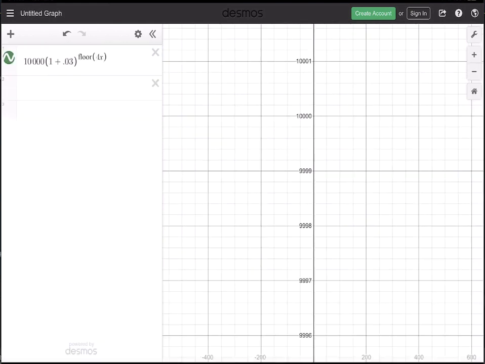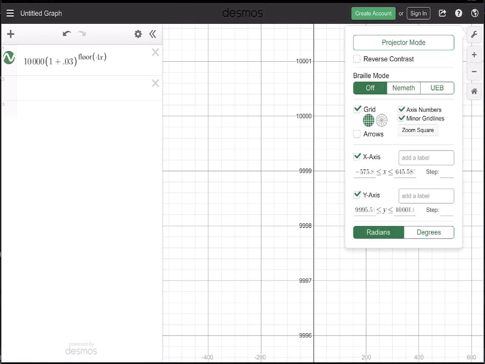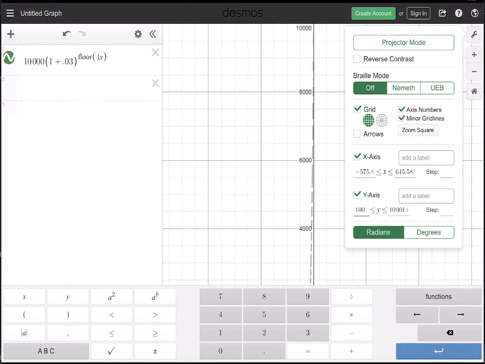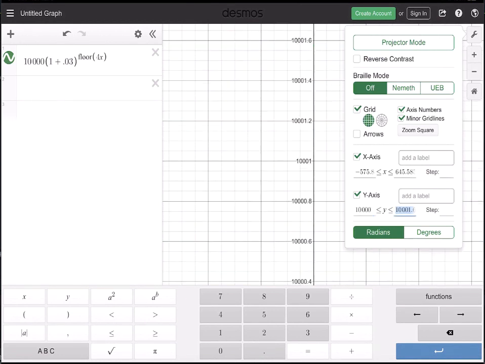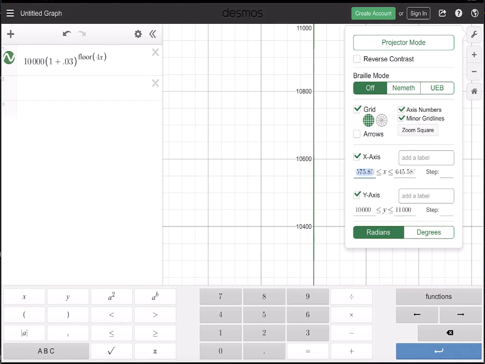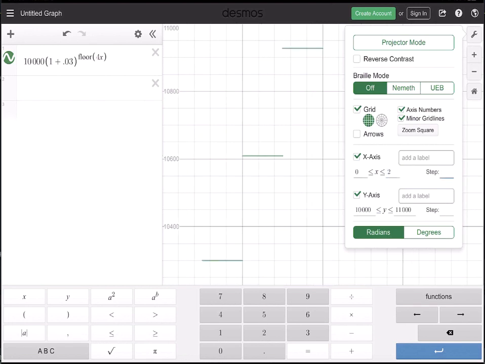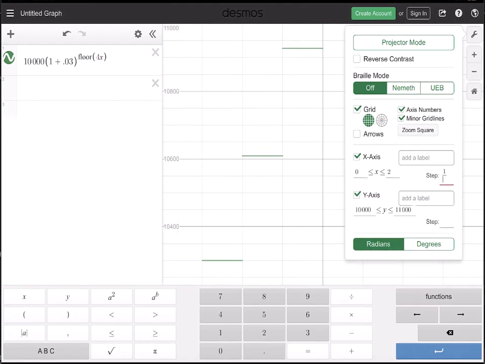This is a very challenging window to find, so I would suggest hitting the little wrench and defining your x and y axis appropriately. So I know my balance is never going to dip below 10,000, but I'm not sure exactly how fast this is going to grow, but I'm just going to go up to maybe 11,000. And then for my x-axis, I'm going in quarters of a year. So I really just need to do this for about 2 years. And if I want to consider those quarter years, I can have my step as 1/4. And so that way I can see these steps easier in my graph.